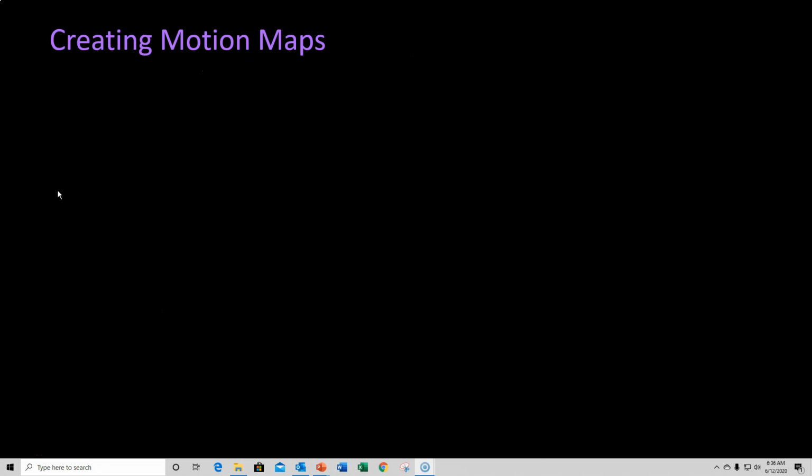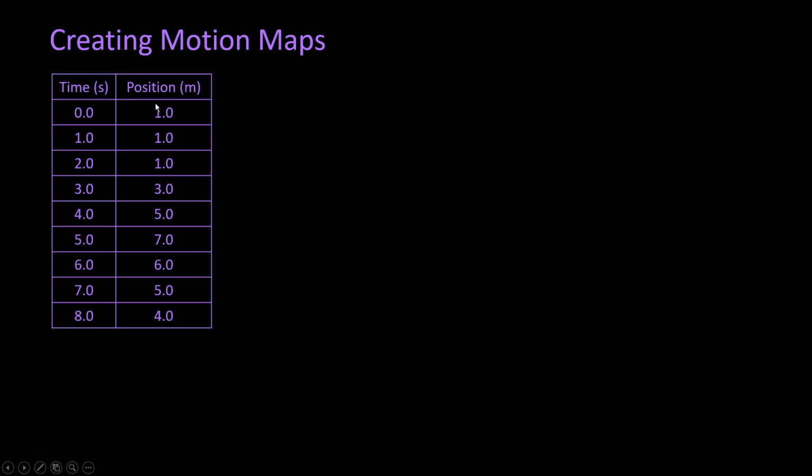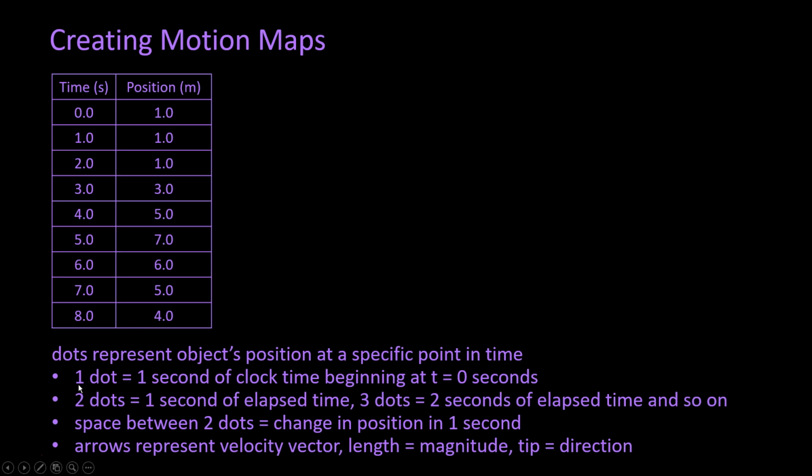Let's learn how to create a motion map. First, we need some position time data. So here's a table with our time and position data for an object in motion. Next, let's bring over our rules from the previous slide, and notice we've added a fourth rule dealing with the velocity vector, and we're going to use arrows to represent the velocity vector.